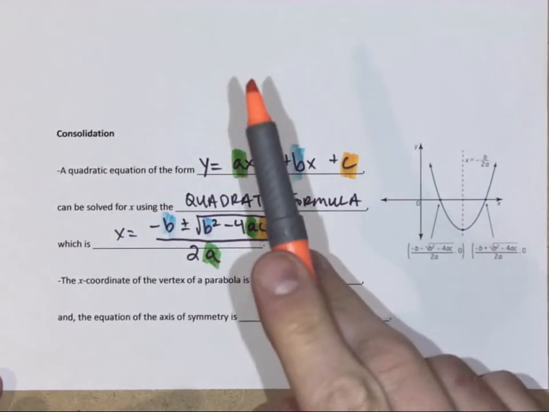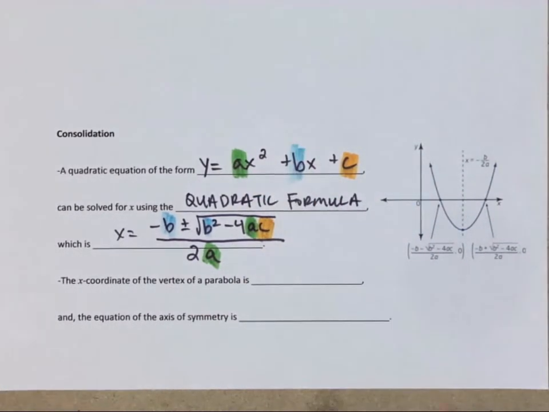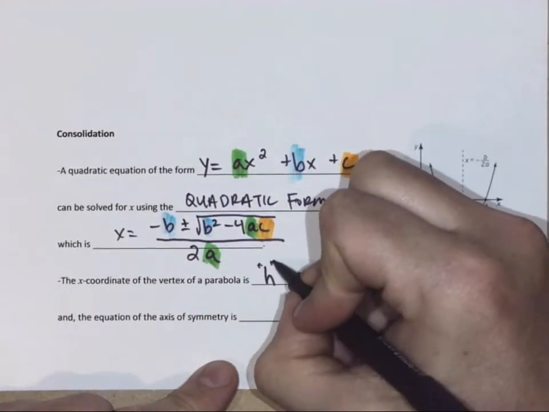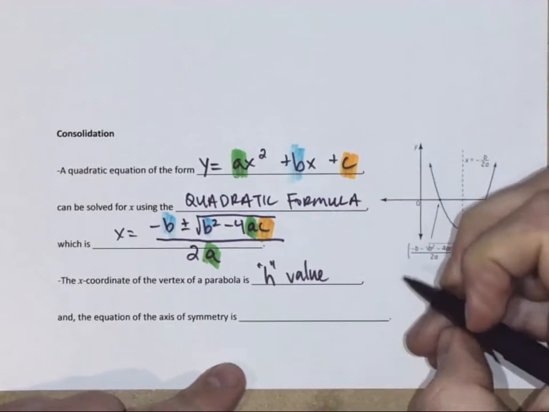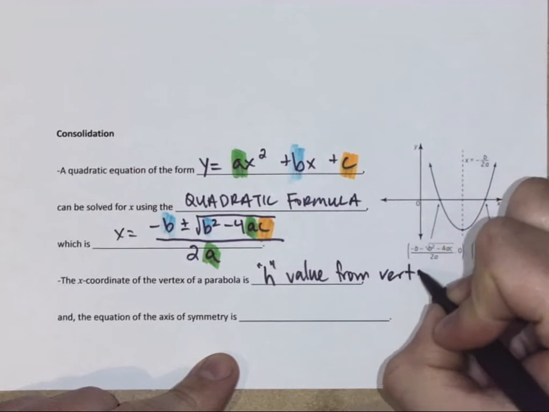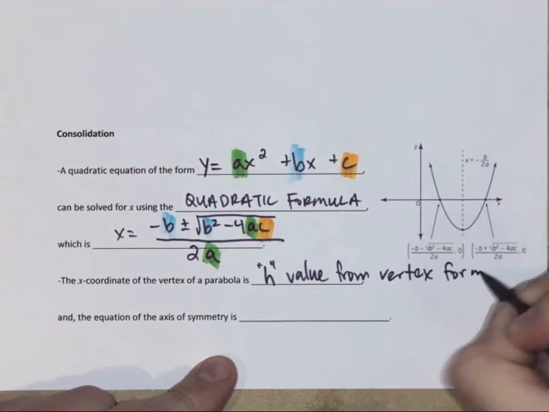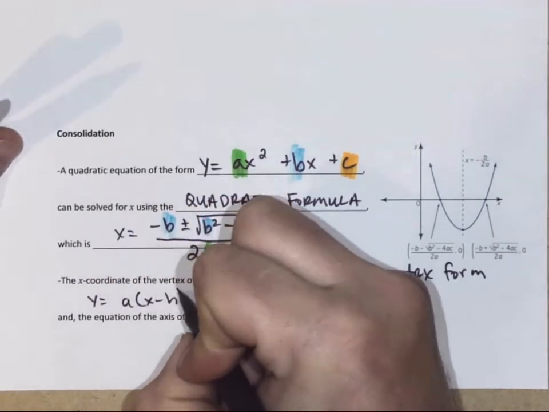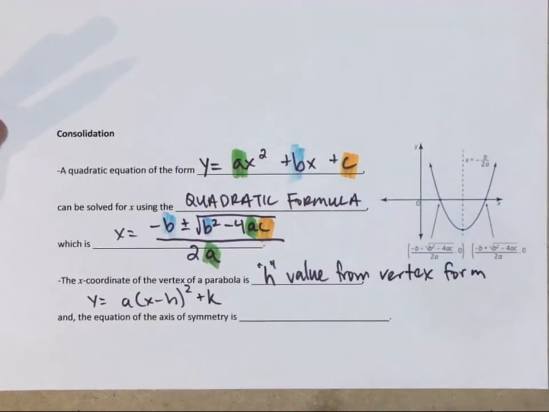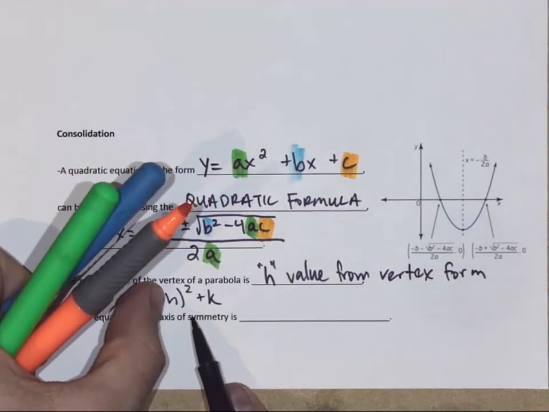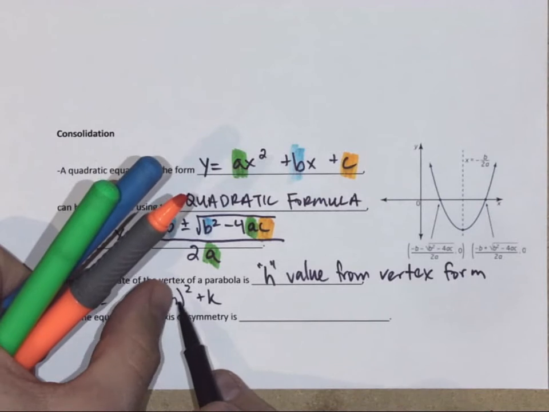Now, from all that work, which I haven't shown you, it is helpful to know that the x-coordinate of the vertex of a parabola is also the h value from vertex form. Remembering that in vertex form the negative is the default in the equation. So if it was a positive, then this would be a negative h value.